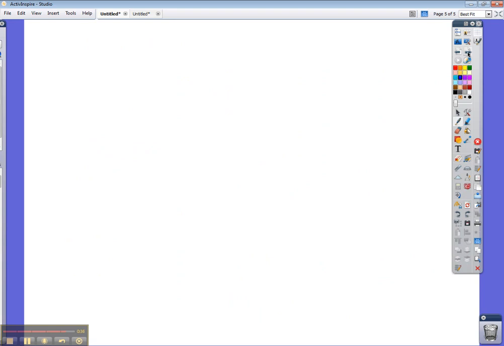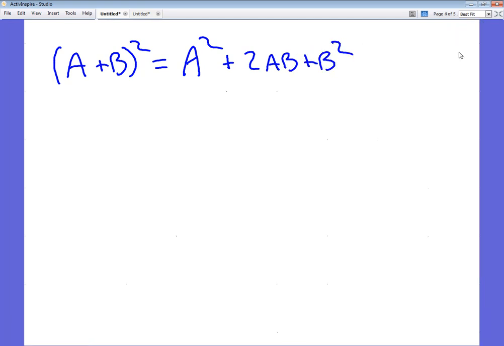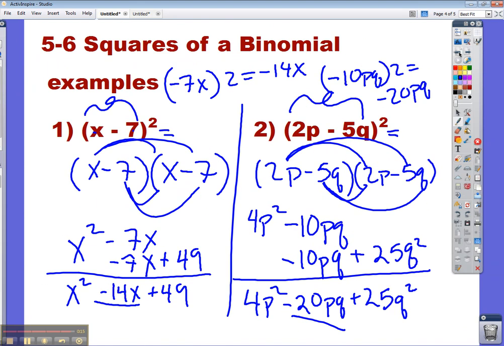When you are squaring a binomial, if it were written in the form a plus b squared, it's always going to equal a squared plus 2ab plus b squared. And you'll notice over here that a squared is x squared, negative 7 squared is 49, and you multiply these together, multiply it by 2, you get the middle term. So that is the rule.